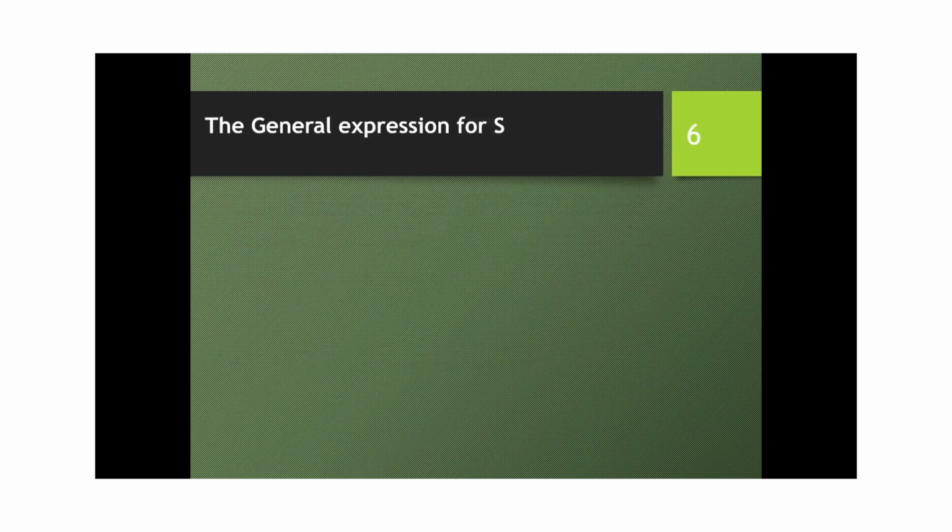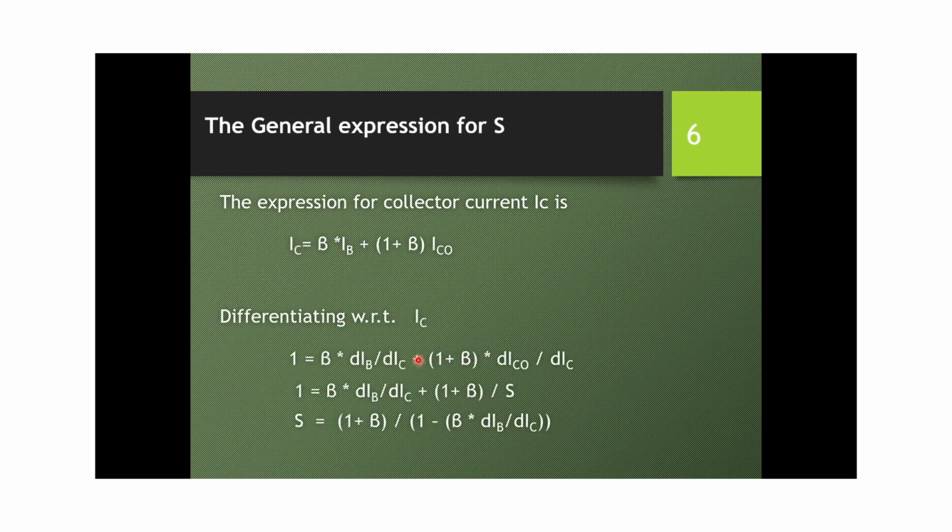So the general expression for stability factor S comes from the expression for collector current IC. We all know that IC is equal to beta times IB plus 1 plus beta times ICO, the reverse saturation current. So differentiating with respect to IC, we will get 1 is equal to beta times dIB divided by dIC plus 1 plus beta times dICO upon dIC. And we know that dICO upon dIC is nothing but 1 by S. So on solving this, we will get S is equal to 1 plus beta upon 1 minus beta times dIB upon dIC.